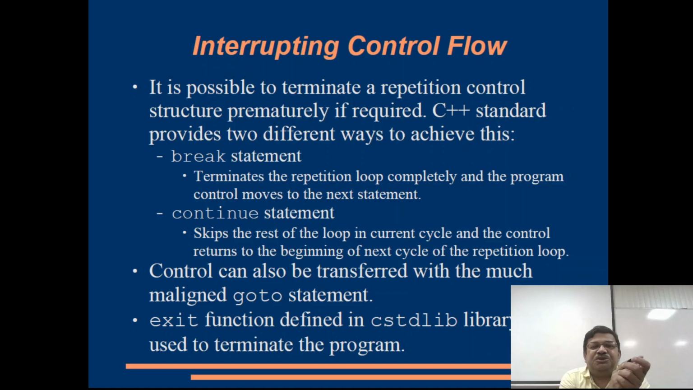Terminate a repetition control structure prematurely if required. The C++ standard provides two different ways to achieve this. Break terminates the repetition loop immediately and control passes to the immediately next statement in the code. Continue statement skips the rest of the loop in the current cycle and then goes back to the top of the loop, the first statement in the loop itself, with the new value of the index, whatever.